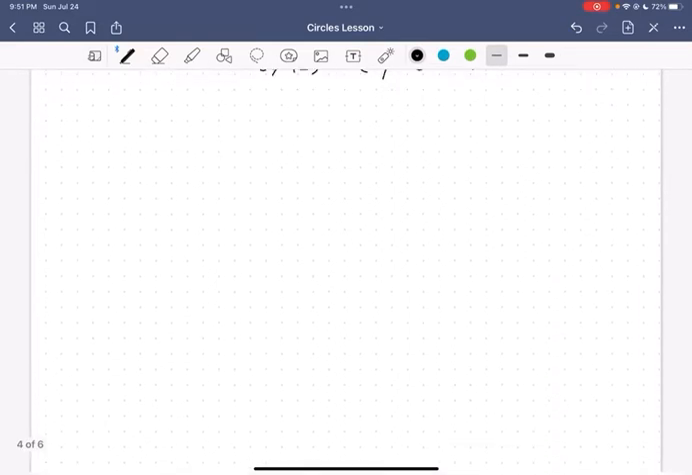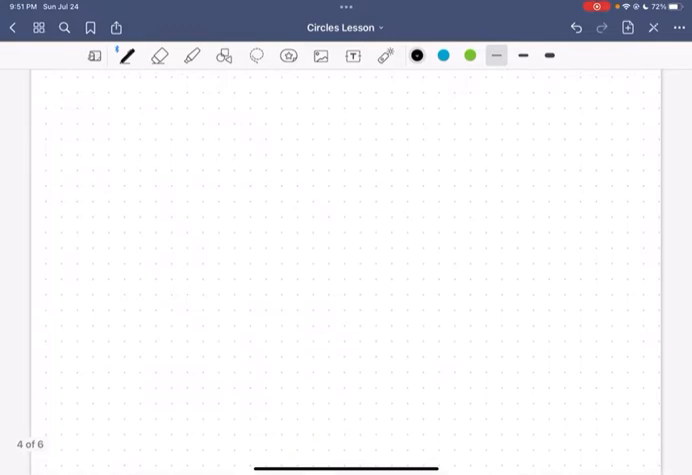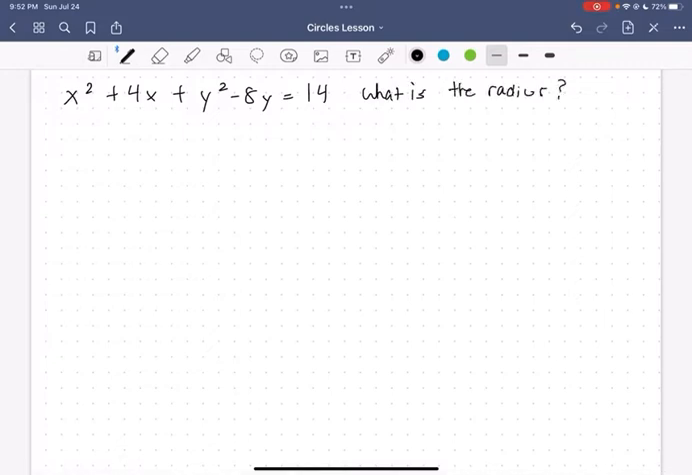Now, a typical question, well, I can't really say a typical question because questions can be quite different, but one that you might possibly see is probably something like this. For example, it might be like x squared plus 4x plus y squared minus 8y equals 14 or something. And they ask you, hey, what is the radius? Well, please do not make the mistake where you see that 14 and think, oh, okay, so root 14 must be the radius. No, this is not true.